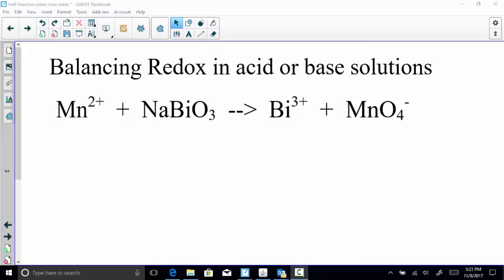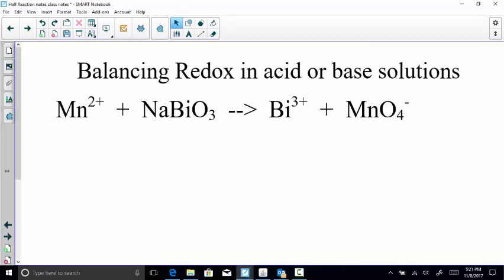Okay, I hope you had a chance to watch the short video on balancing a kind of non-standard reaction where all you had is ions. Now what we're going to look at is another facet of balancing redox reactions, and that is balancing them when they are in an acidic or basic solution.